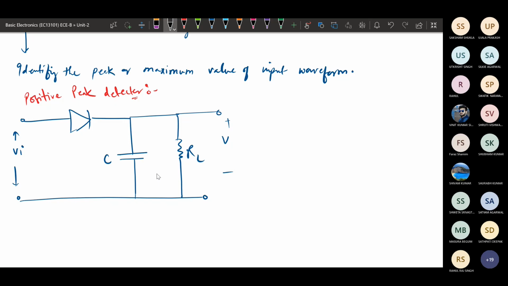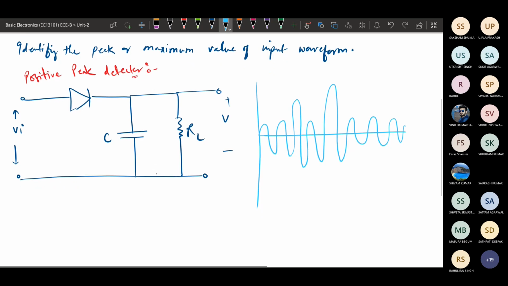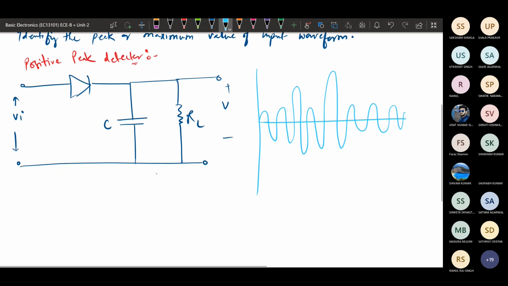So whatever input waveform we are having, suppose this is the input waveform. With respect to that, we will be getting the output.